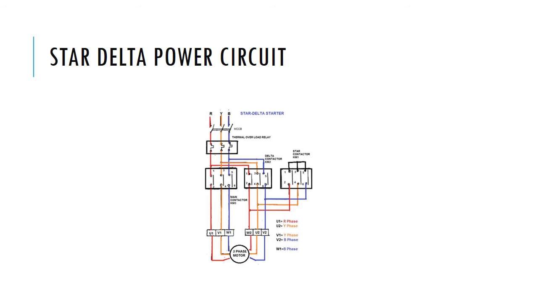The star contactor and the main contactor will be energized during starting, and after a period of time set by the timer, the star contactor will be de-energized and the delta contactor will be energized. Hence, the motor will start on star and run on delta. That's why we say it's a star delta starter.